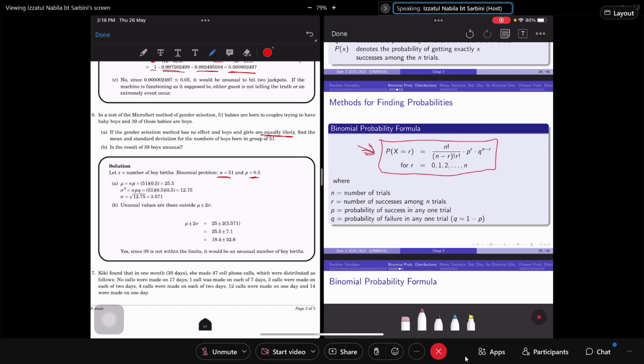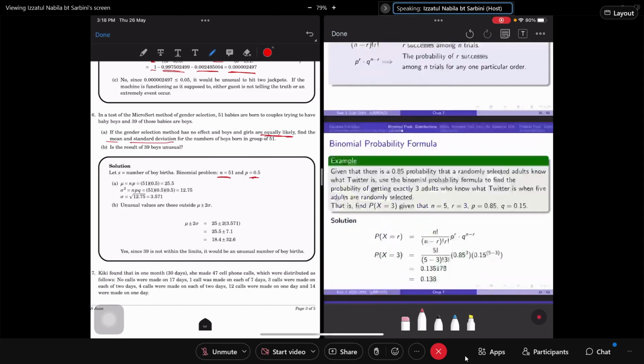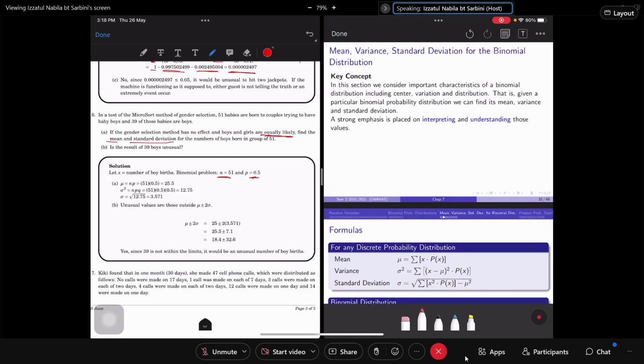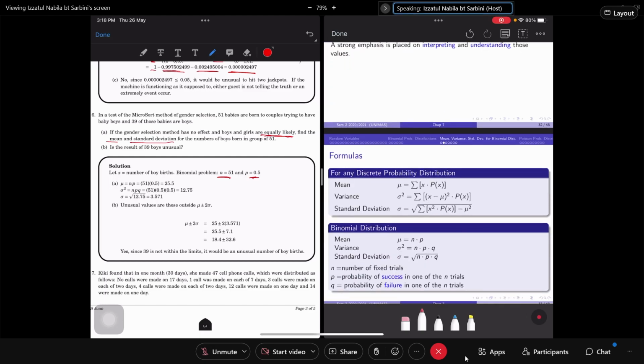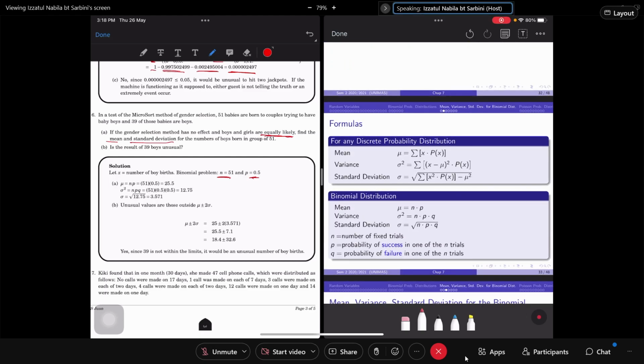So now, if the gender selection method has no effect and is equally likely, so that is our probability, find the mean and standard deviation. Find the mean and the standard deviation for the number of boys born in a group of 51. So, for this one, we just look at the formula for mean and variance for binomial. Yeah. So this is the formula.